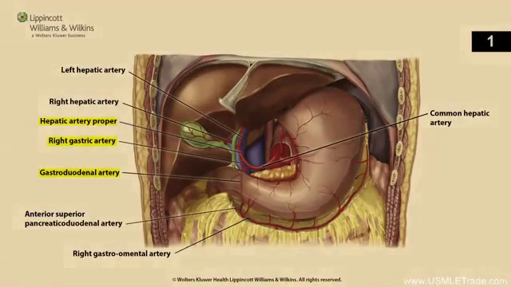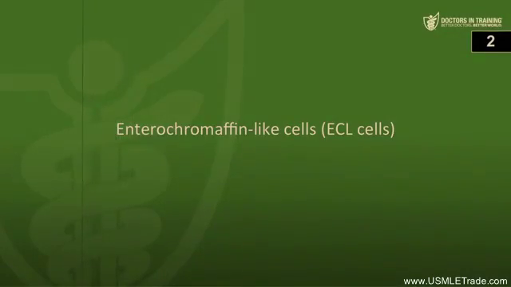hepatic artery. Next, what cell type secretes the histamine that stimulates the histamine receptor on parietal cells, thereby increasing gastric acid production? It's the enterochromaffin-like cells, the ECL cells. Draw!